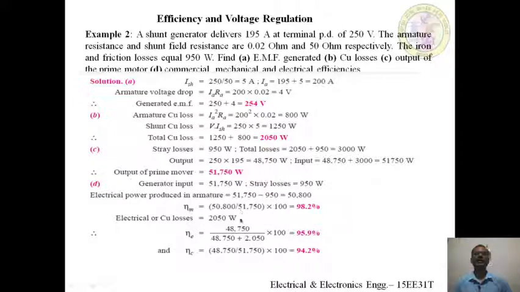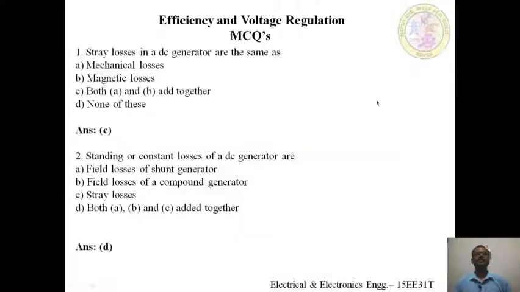So in this way we can calculate all the values asked in the problem. Next. Okay students, with the discussion we had so far, we will again do some exercises, to test ourselves with the help of these multiple choice questions.